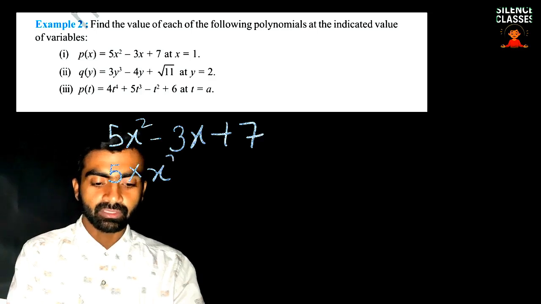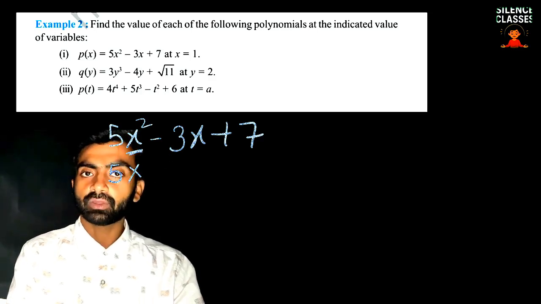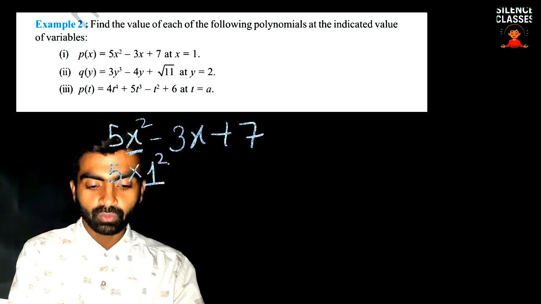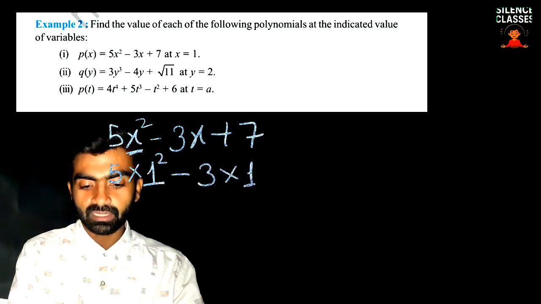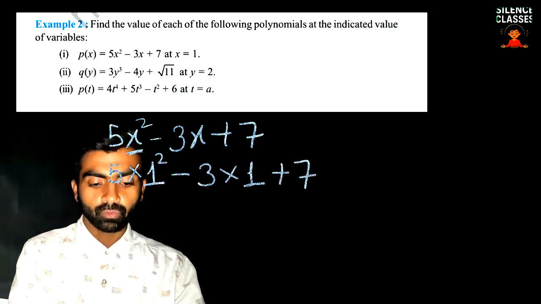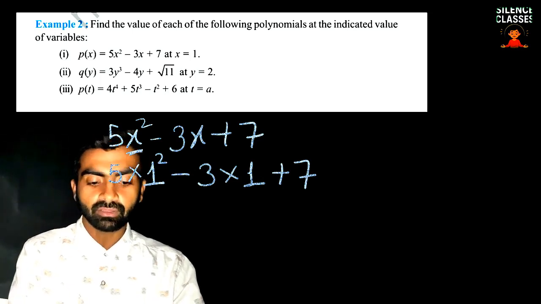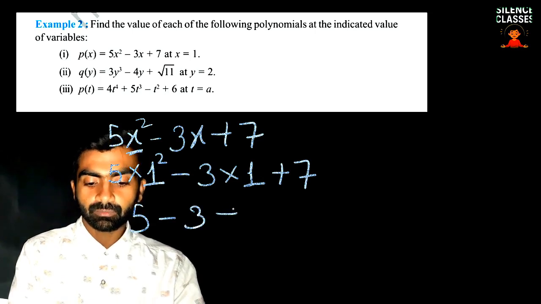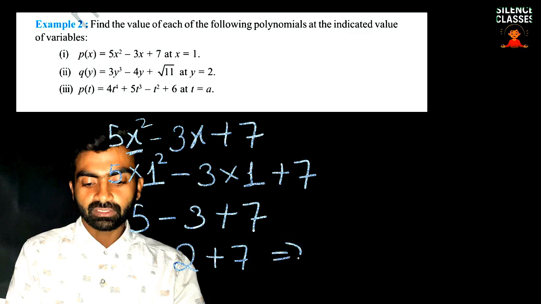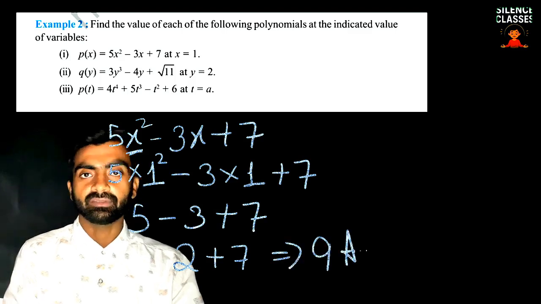X to the power, instead of x, what will we write? We will write 1 to the power 2 minus 3 multiplied by 1 plus 7. So 1 to the power 2 means 1 multiplied by 1, it will become 1 only, and 5 ones are 5, minus 3 plus 7. So 5 minus 3 will become 2, plus 7 is equal to 9. And this is the answer.